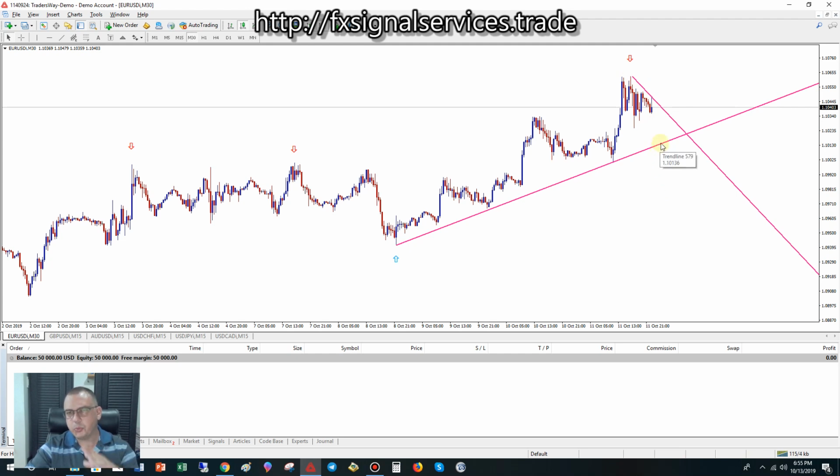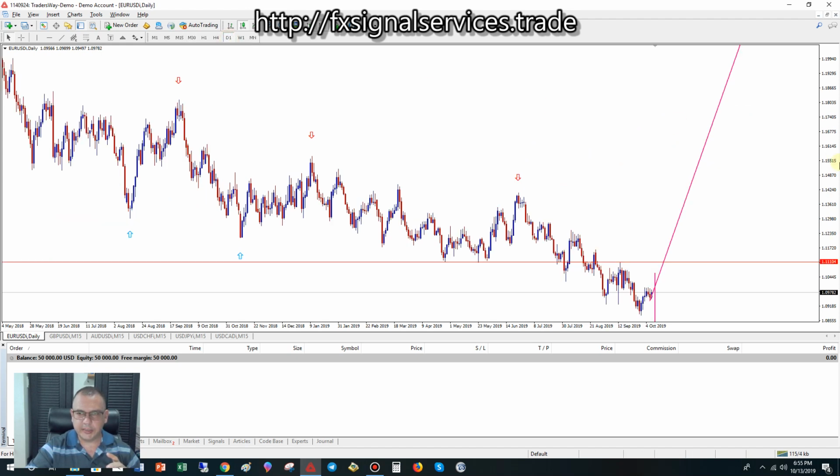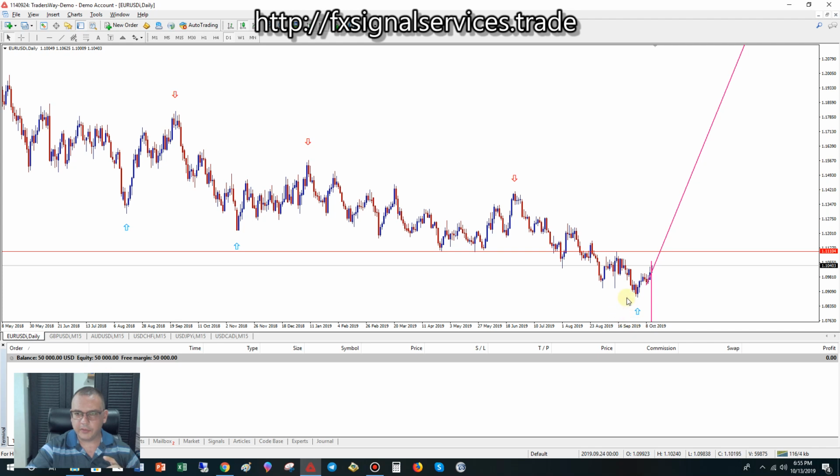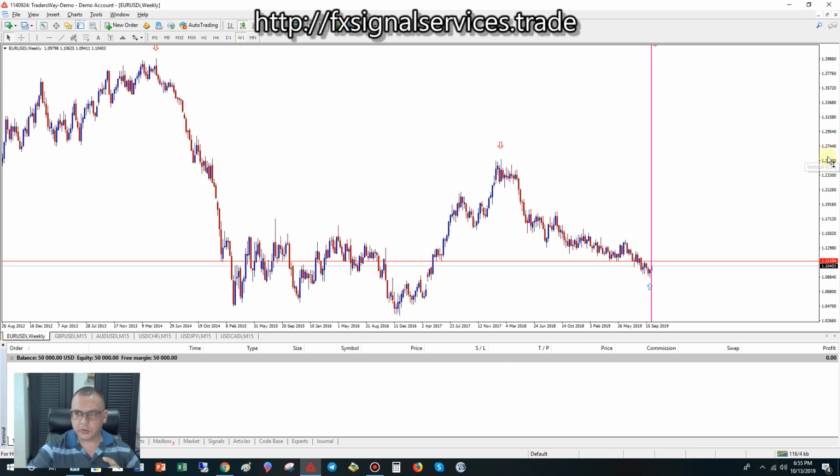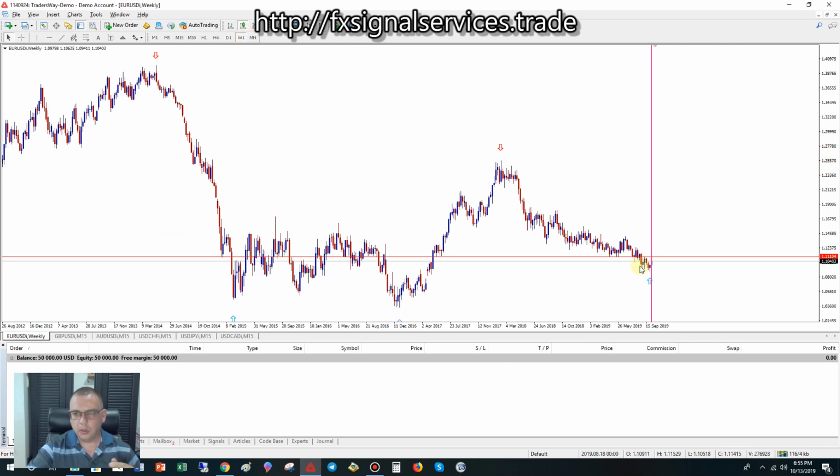At this point it's going to do one of two things. Either it's going to break this trend line and keep going down, or it's going to bounce off this and keep going up. Based on the higher time frames, I strongly believe that this is going to be headed up, okay? If you look at the daily chart, all we have is an up arrow, and the weekly also. So what does that mean? The long-term trend is bullish, meaning it's going to be going up, okay?